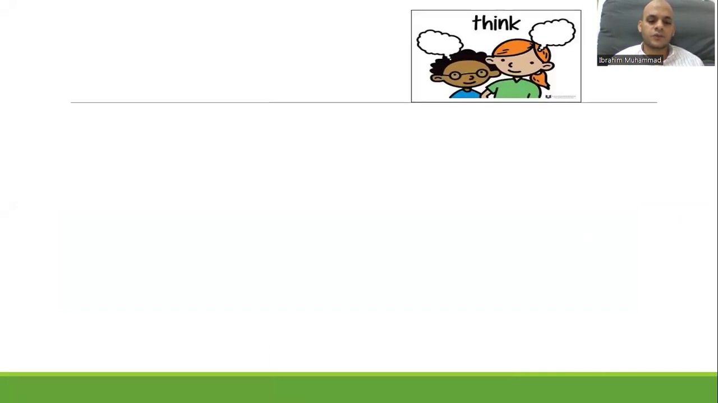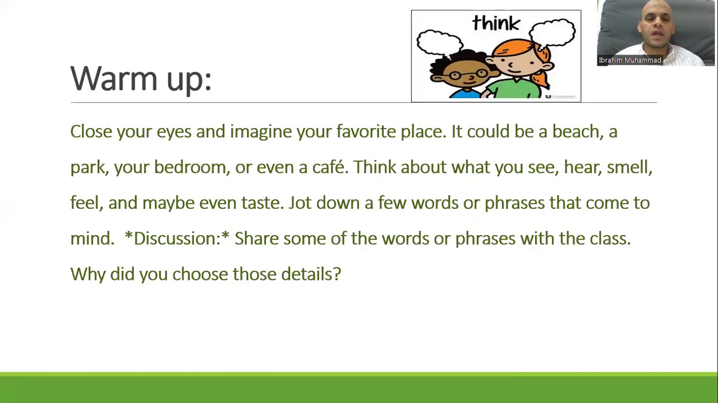Now, let's start with the warm up. Close your eyes. Imagine your favorite place. It could be a beach, a park, or your bedroom, or even a cafe. Think about what you see, what you hear, and what you feel, or even taste. Jot down few words or phrases that come to your mind. Okay? You have 3 minutes to 5 minutes to do this.